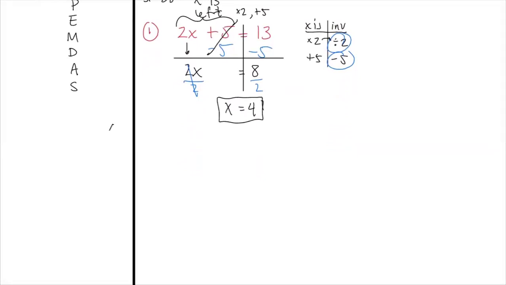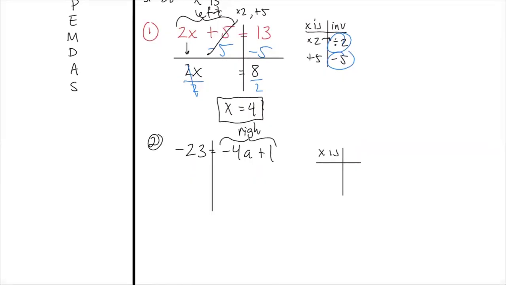Now, let me show you a new type of problem. Negative 23 equals negative 4a plus 1. Draw a line down the equal sign. These ones are a little bit different because of the negative sign. Well, they're actually the same. You just have to remember the negative sign. I guess that's a better way to put it. X is. This time, my variable is on the right side. So I'm only going to look at the right side.